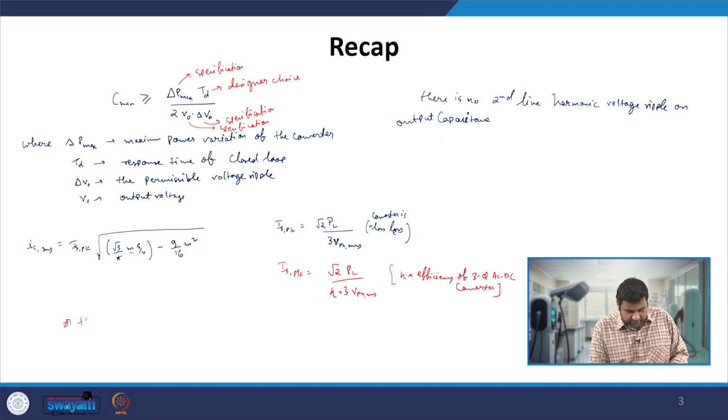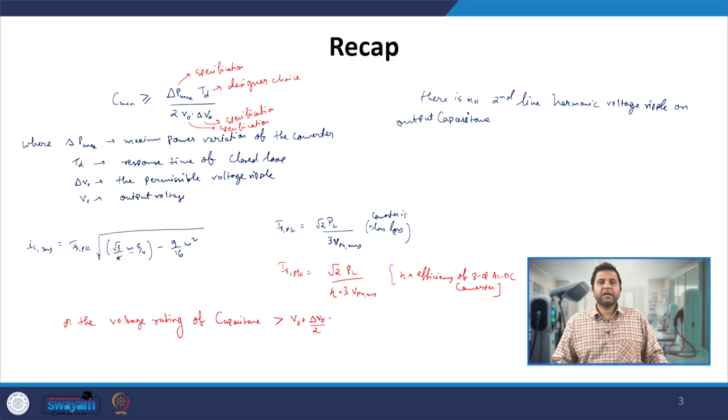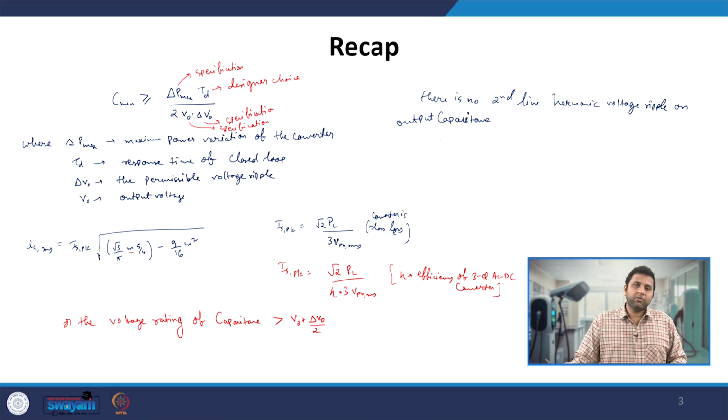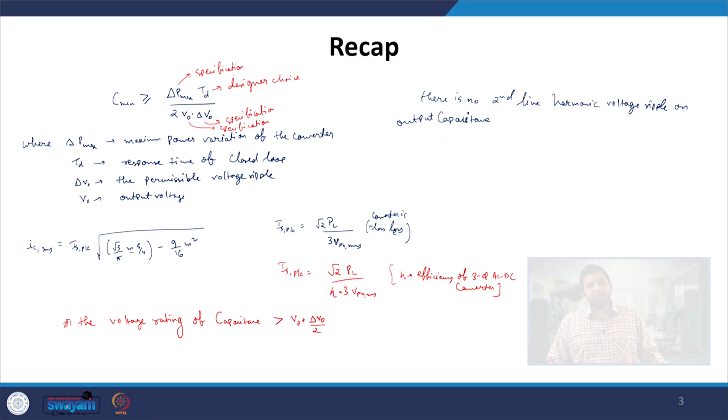Similarly, the voltage rating of the output capacitance has to be greater than V naught plus delta V naught by 2. So that has to be greater than the maximum voltage which you can expect across the capacitor. Similarly, we have also done the RMS current calculations of the switch currents.